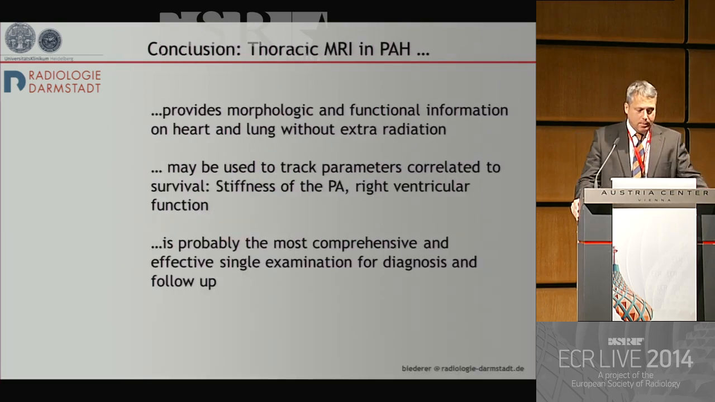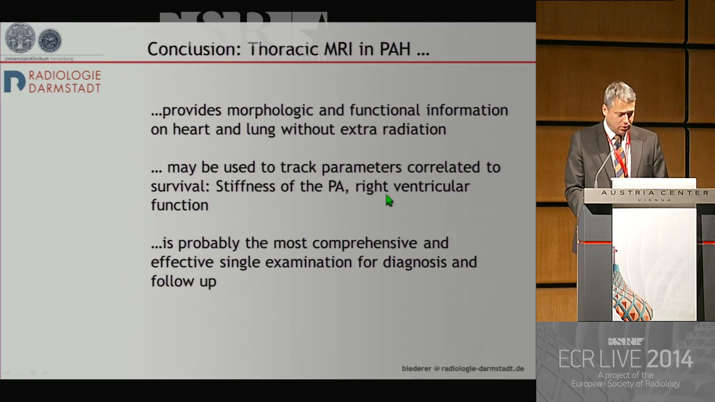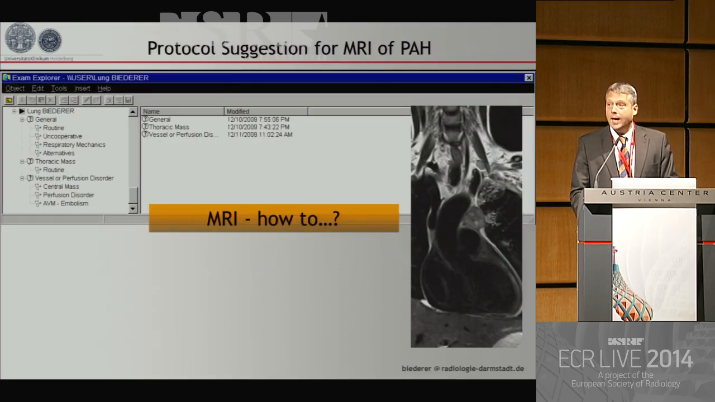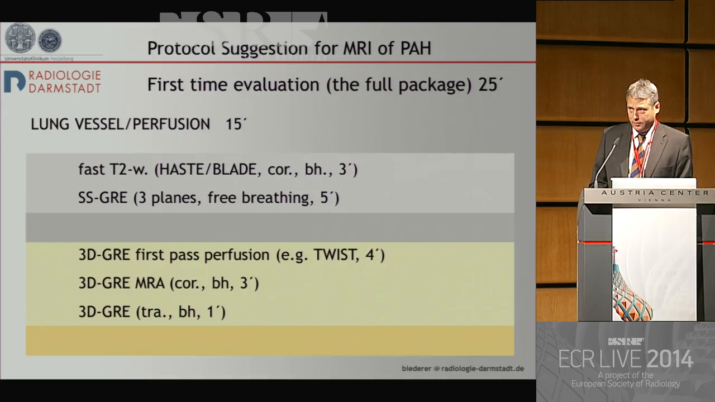So, thoracic MRI in PAH is the best imaging providing morphological and functional information on heart and lung without extra radiation, definitely. You can use it to track parameters correlated to survival. As you've seen, the stiffness of the PA and the right ventricular function, you can measure directly, and it is probably the most comprehensive and effective single examination for diagnosis and follow-up. How to do it? I may not leave you without a recipe.